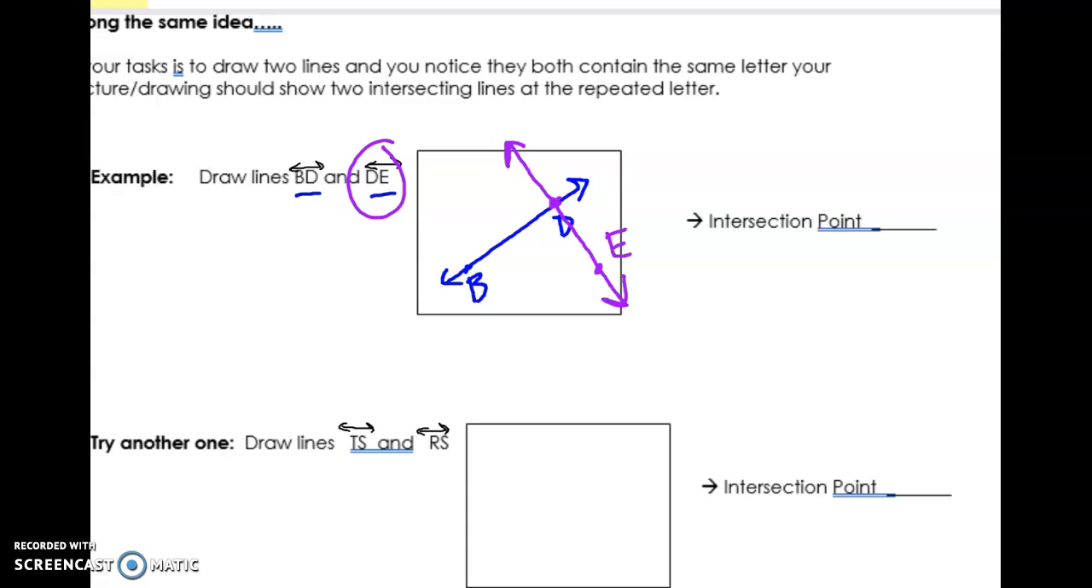Now the intersection point, what letter do they share? Where do they cross? You would know by your picture. And also if you looked at the shortcut, both of them contain the letter D. So my very last step here is to just identify that intersection point, guys. So point D. So there's another one, drawing lines TS and RS. Your picture should be similar. They should have an intersecting point that is labeled. You should be able to identify that given the statement there. And then the last part, guys, just go ahead and identify that point by label next to intersection point.